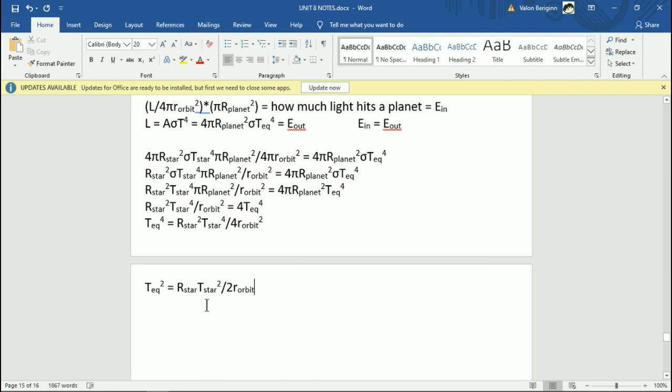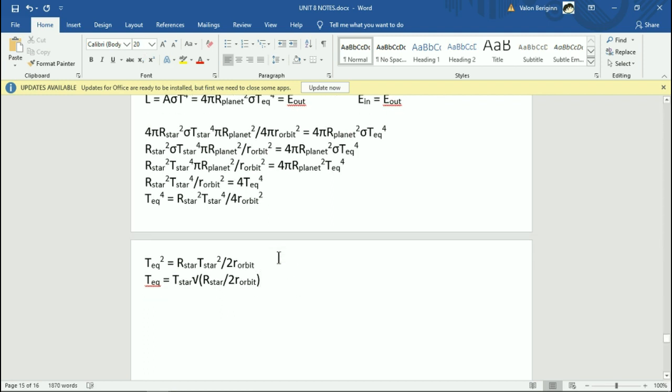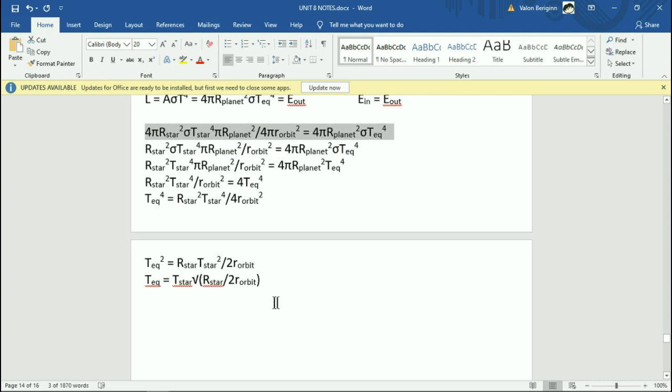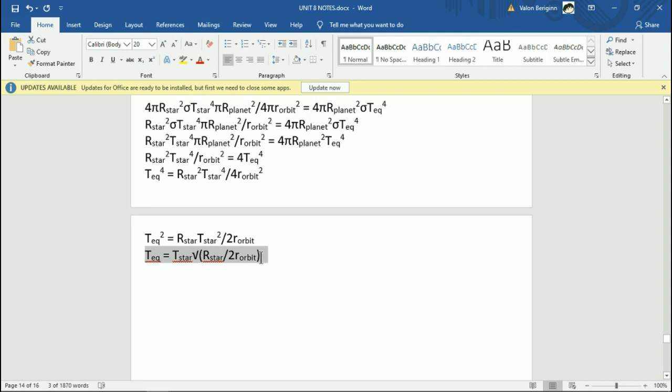But we still have temperature squared, so I don't really want to deal with that. So I can square root again, which means I can pull the t star out in front, and then I have to put everything else in the square root. So I end up getting t eq equals T star square root of R star divided by 2 R orbit. There you go. So we got from this terrible, disgusting looking mess, but a lot of it just cancels out, and with a little bit of shifting and square rooting, you get that.